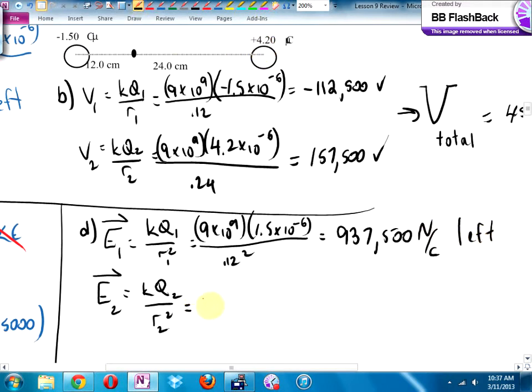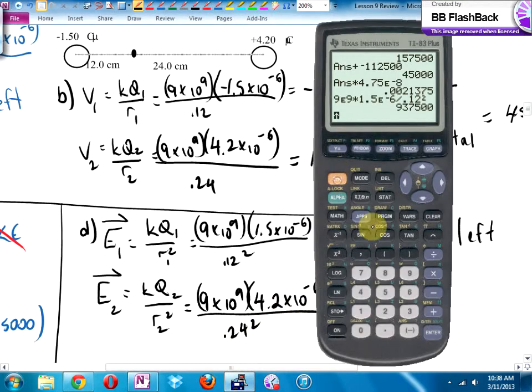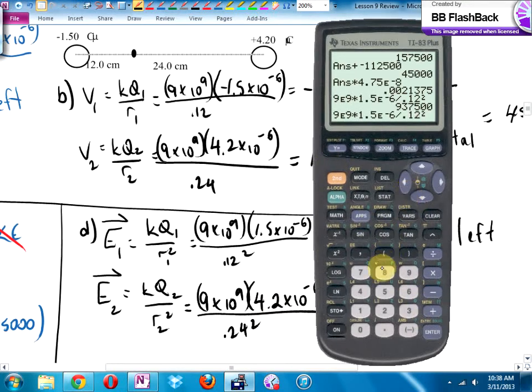Let's do the same thing for charge 2. 9 times 10 to the 9th. Ignore the sign. 4.2 times 10 to the negative 6, divided by 0.24 squared. Change that to a 2.4. Change that to a 4.2. I get 656,250.